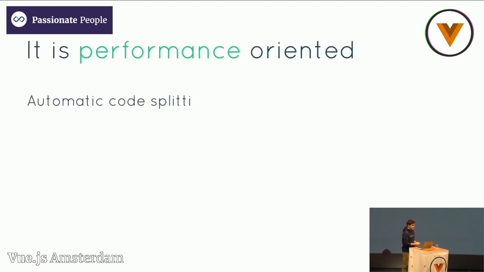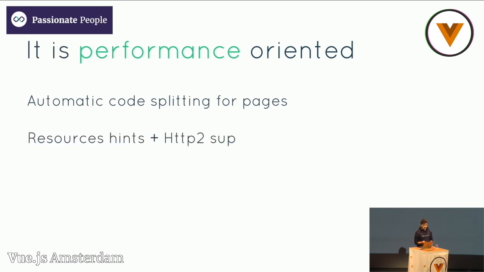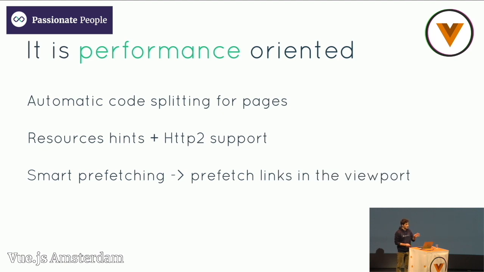It is performance oriented. So we have automatic code splitting for pages. We have the resource hints, so link prefetch and preload that Google Chrome recommends. We have HTTP2 support. We have this smart prefetching feature. So when you have a link that goes to another page and it comes inside the viewport, we will automatically prefetch this JavaScript payload, a JavaScript chunk for you.